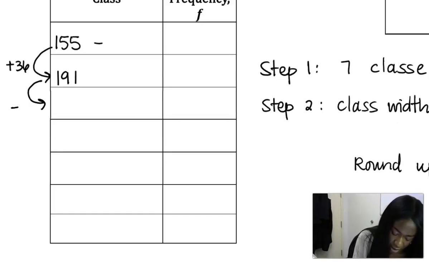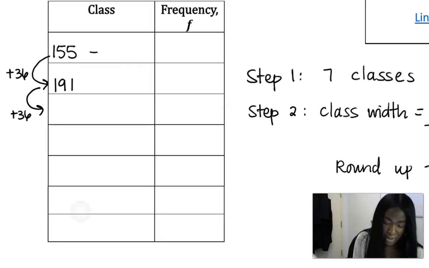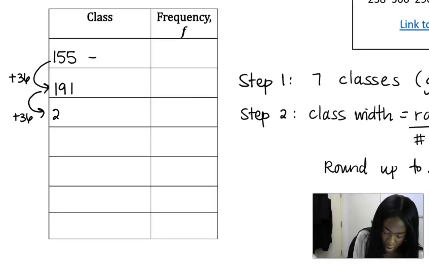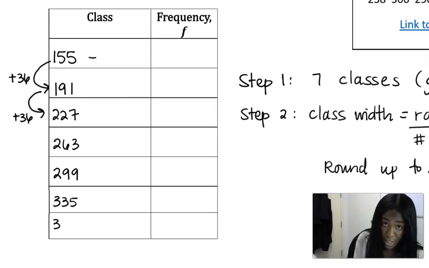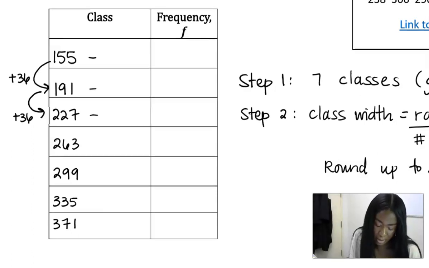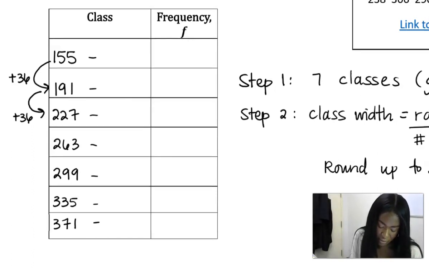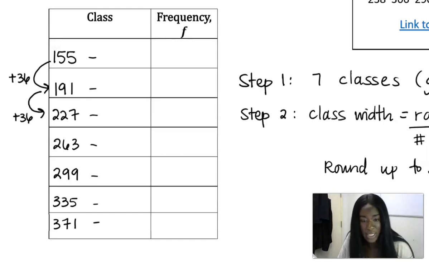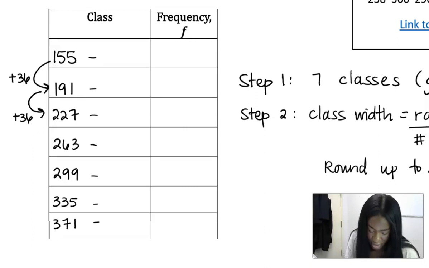And then same thing again there, I should be able to add 36 and find the next lower class limit of 227. So I'm just going to continue adding 36 to all of these numbers to continue getting what these lower class limits are. Okay, so now we have all of the lower class limits, and we still have to go and fill out the upper class limits. So to get the upper class limits, there's a couple ways you could think of it.